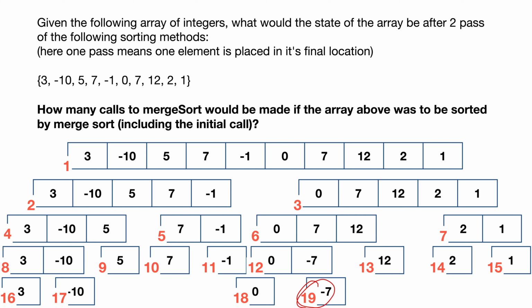Right? And they're exactly these subarrays here. And I don't know why I put -7 there. That's weird. Okay, so the answer to this was 19.